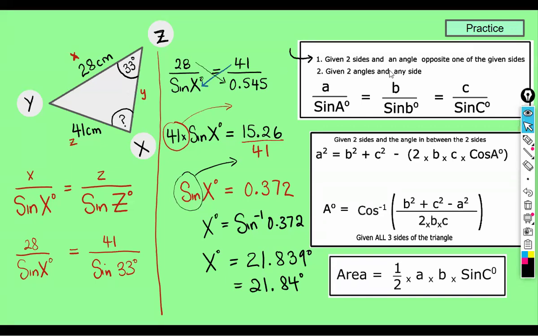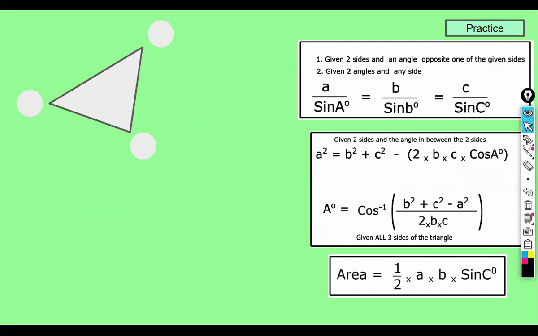All right, so I'm going to erase everything now. I'm going to adjust the question. Okay. Let's use 3 more letters, D, E, and F. Now look at this. This time it's going to be this situation. We are going to give you 2 angles and any one side. So I'm going to give you 2 angles.